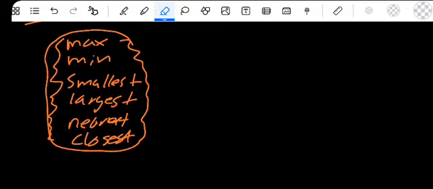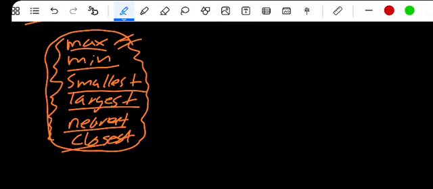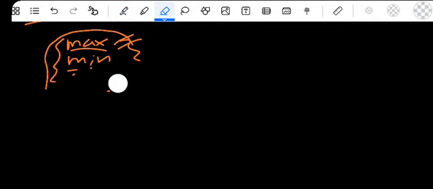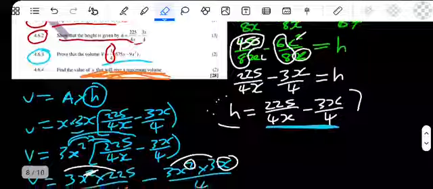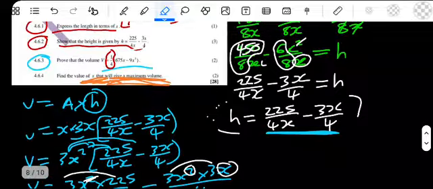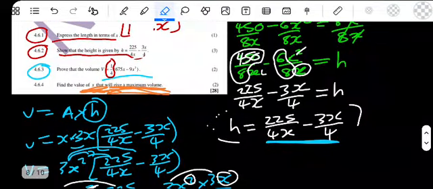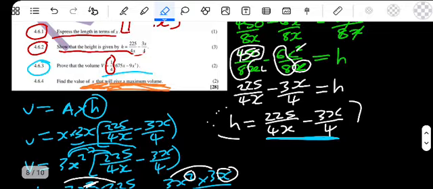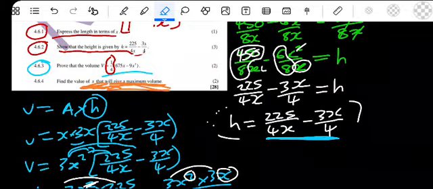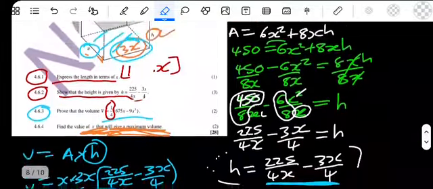So if you have these words, you take the first derivative, then you equate to zero. Always, if you are given these words, minimum, maximum, largest, smallest, nearest, closest, yeah, you take the first derivative and equate it to zero. Always. So we have to calculate the value of x that will give the maximum volume. So as you can see, we're simply differentiating a volume here.